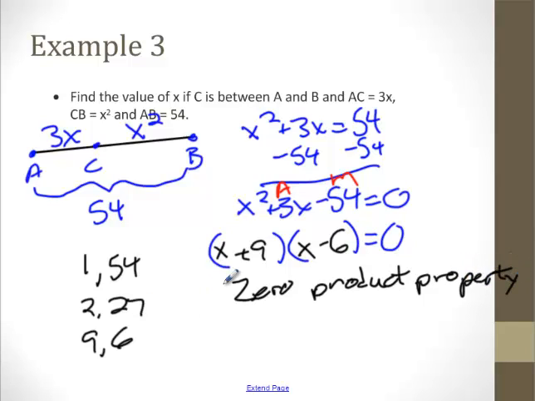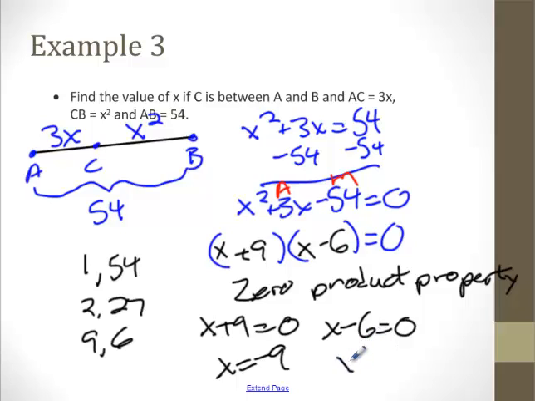Which basically said take everything, set each product equal to 0 to get your answers. Subtract 9 from both sides here, you get x equals -9. Add 6, you get x is 6. So now I got two answers. Which one's right? You got to look at it.